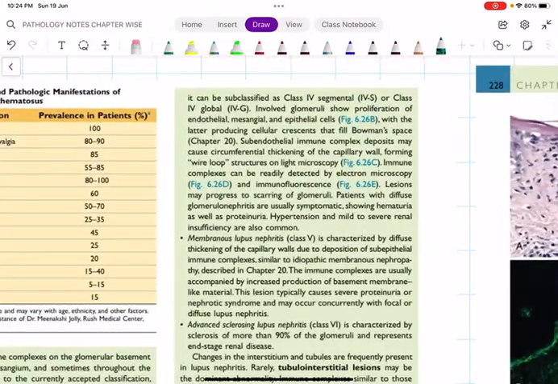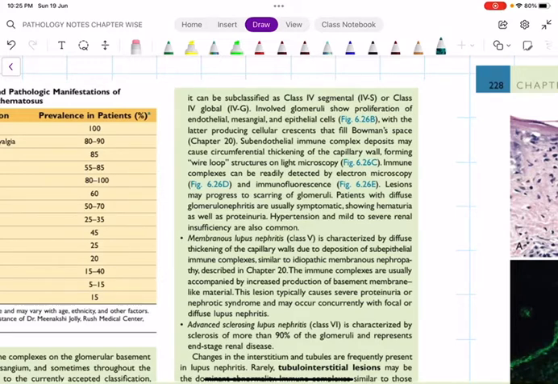And remember, this class 4 is further subclassified into class 4 G and class 4 S. S means segmental, that means a segment of the glomerulus is involved. But remember, even though I am saying it is segmental or global, class 4 means more than 50% of the glomeruli are affected. Here also you can see some crescents.